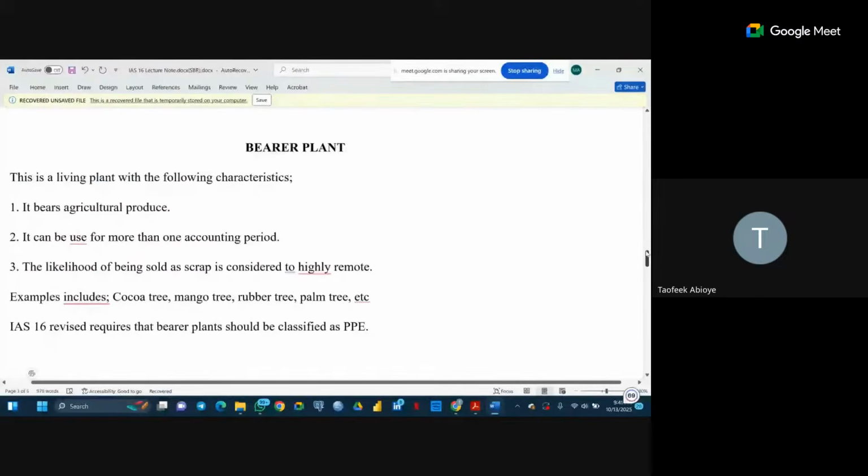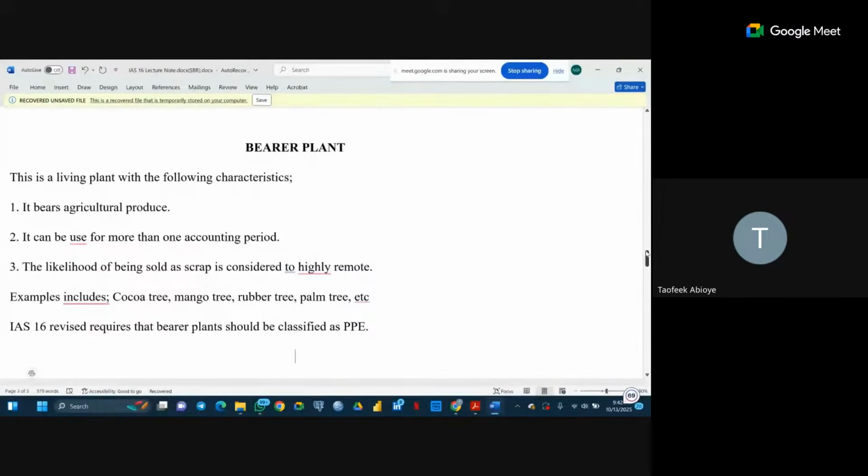So these are the categories of assets that we have. We have bearer plants. It's a living plant with the following characteristics. I think we should have looked at these under IAS 41. Is that IAS 41? Yes, agriculture. It bears agricultural produce. It can be used for more than one accounting period. The likelihood of being sold as scrap is considered highly remote. Highly remote is not certain, but that does not mean it cannot happen as well. Examples include cocoa tree, mango tree, rubber tree, palm tree. All these are what we can call bearer plants.